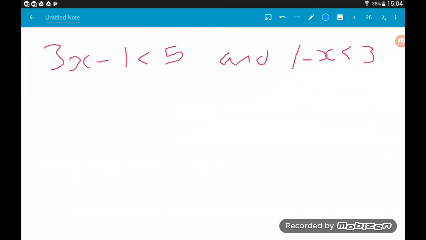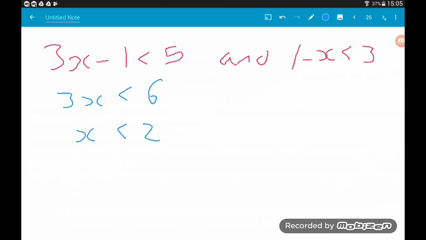Alrighty then, last one here for linear inequalities. We want to find the set of values of x which satisfies both of these inequalities. So we've got 3x minus 1 is less than 5, and 1 minus x is less than 3. We want to solve each inequality separately, first of all. So, let's go on the left. If we add the 1, 3x then is less than 6. And if we divide by 3, x is less than 2, like that.